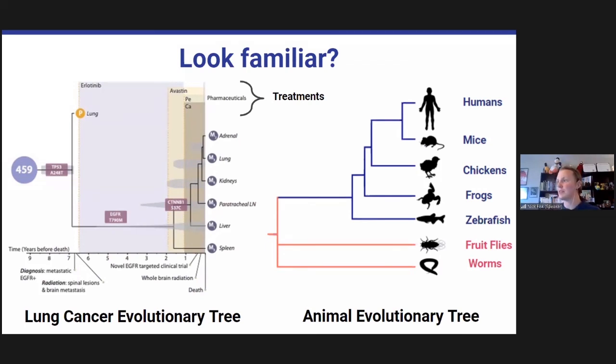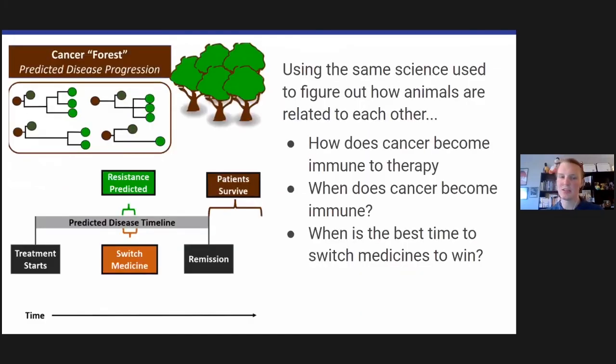And so what I like to study is I will make these cancer evolutionary trees, and we can understand what's causing the cancers and how they can resist chemotherapy and how maybe we can stop them. My research in particular focuses on looking at many of these cancer trees, and I like to call it a cancer forest. And I use the same science that we use to learn about birds to answer questions about how cancer becomes immune to therapy, when does it become immune to therapy, and then when is the best time for us to switch medicines, right?